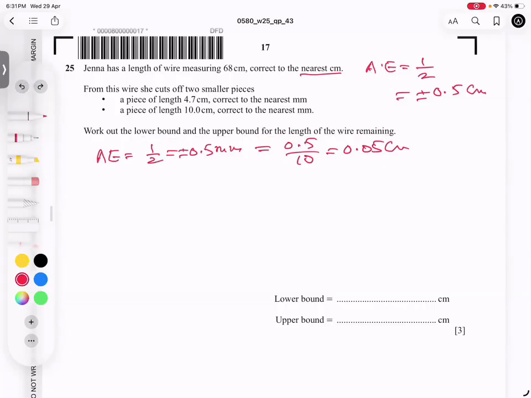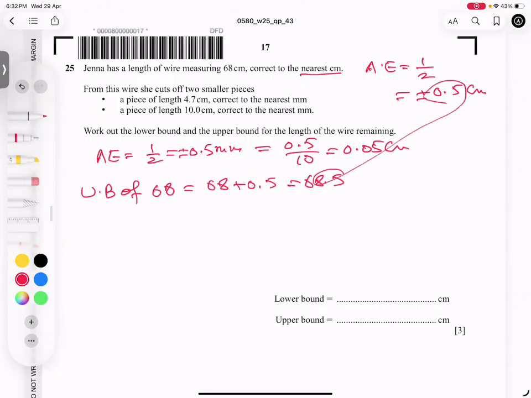So from this wire, she cut 2 small pieces, 1 piece and 1 piece. We have to add them and subtract from that one. So we are looking for the lower bound and upper bound. How to get lower bound, upper bound, students? For this number, I'll find the upper bound and lower bound for the total length. So the upper bound of the full wire of 68 is 68 plus 0.5, I'm getting 68.5. And the lower bound is 68 minus 0.5, so 67.5. This is done.